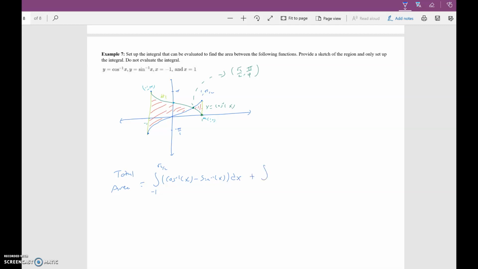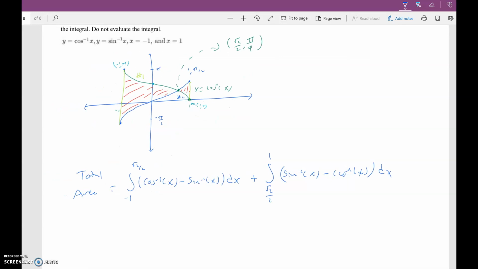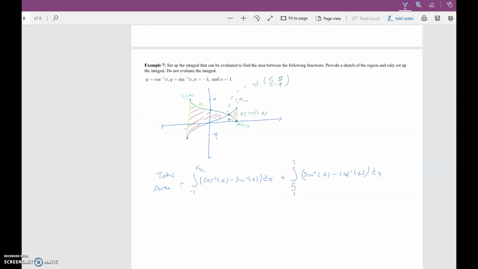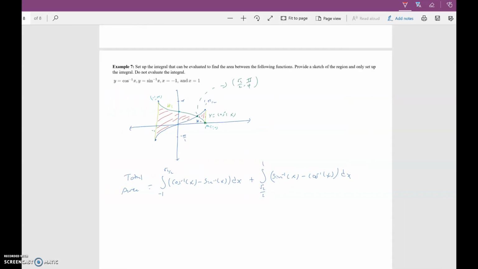Then we would be adding the following integral from the square root of 2 over 2 to 1. This will be your number 2. The function above it would be the sine inverse, so sine inverse of x minus cosine inverse of x with respect to x. Let me fix these that look like 2's. They're supposed to be sine inverse and cosine inverse. So those would be the actual integrals that evaluate that area. And obviously this is units to the second.